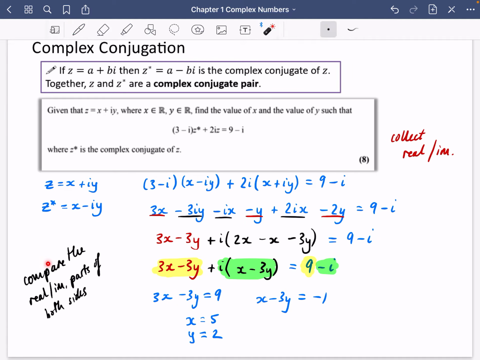This is something they don't really cover very much, comparing the real and imaginary parts of both sides, but it's a great little trick. So really all we did, we subbed everything in, we tidied up by collecting the real and imaginary parts, and then we compared both sides, and then we used a simultaneous equation solver here. Okay, I'm going to do a separate video for the second part of this exercise.